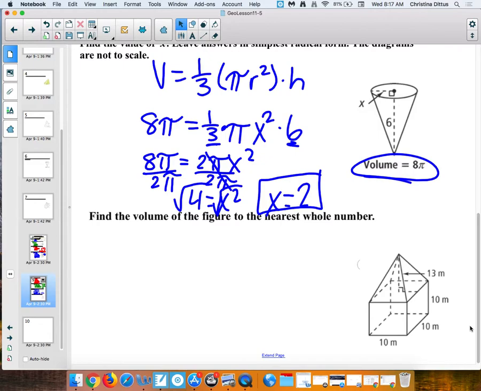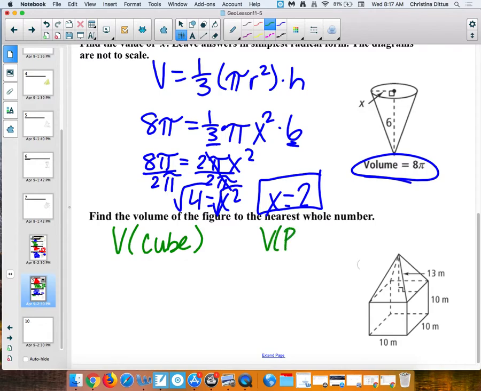Awesome. Okay. Volume of this little house shape. What shapes am I working with? Rectangle, triangle. Cube, pyramid. How about that? I just put fancy words in there. Cube, pyramid. Is that okay?